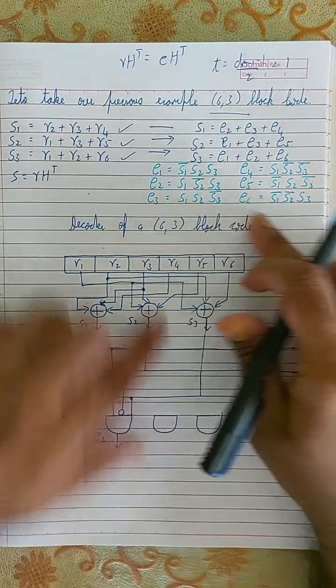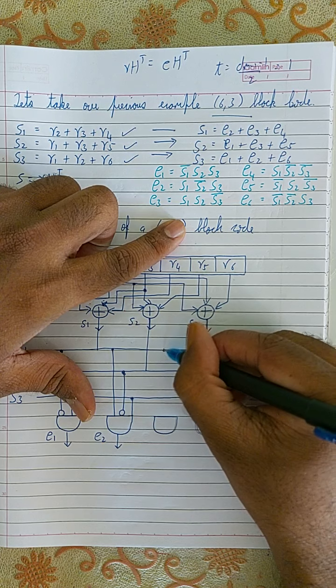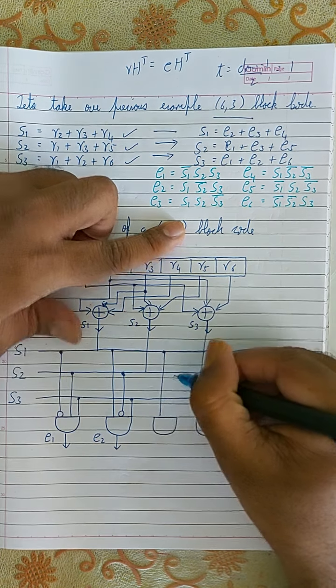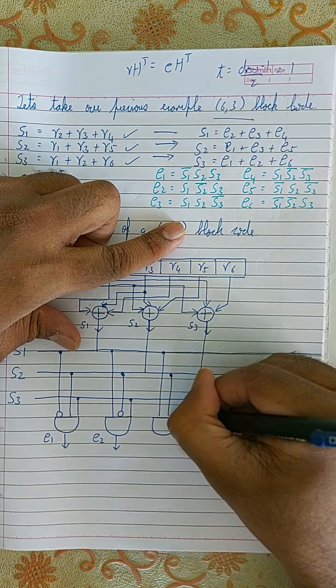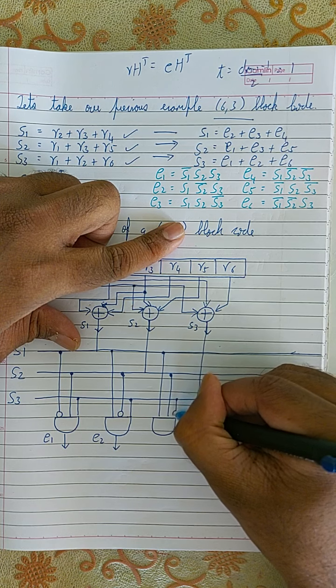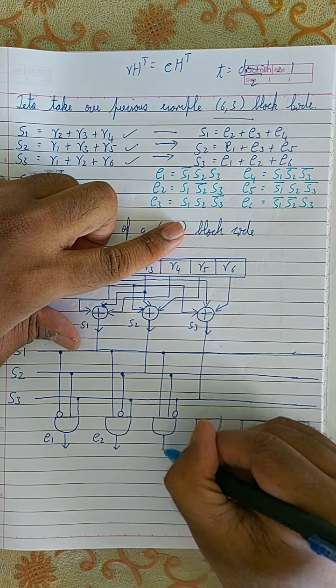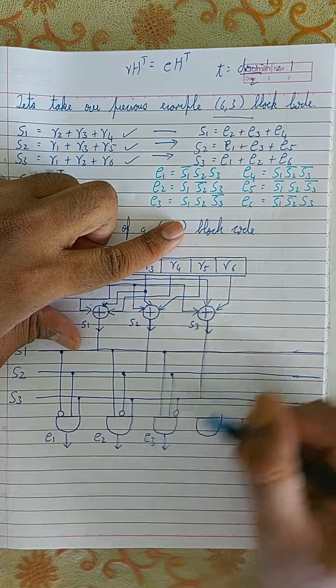Now what is the equation for E3? It is S1, S2, S3 bar. So this needs a bubble over here. This is S3 bar, and this equation is called E3.